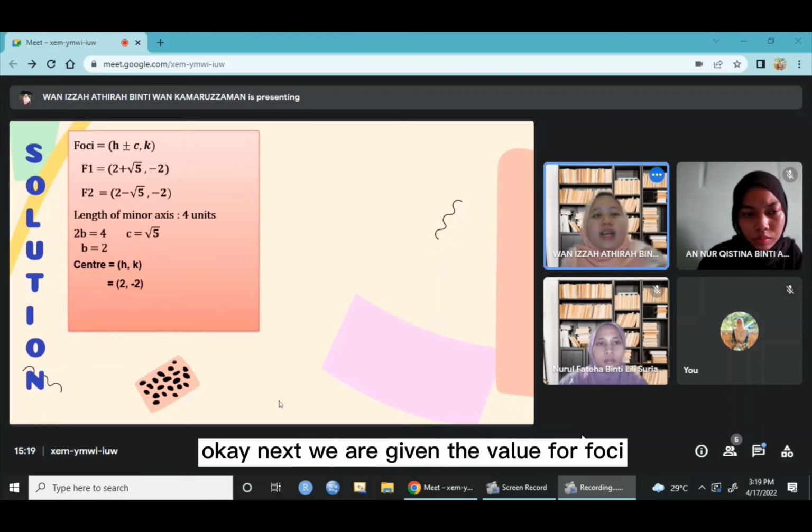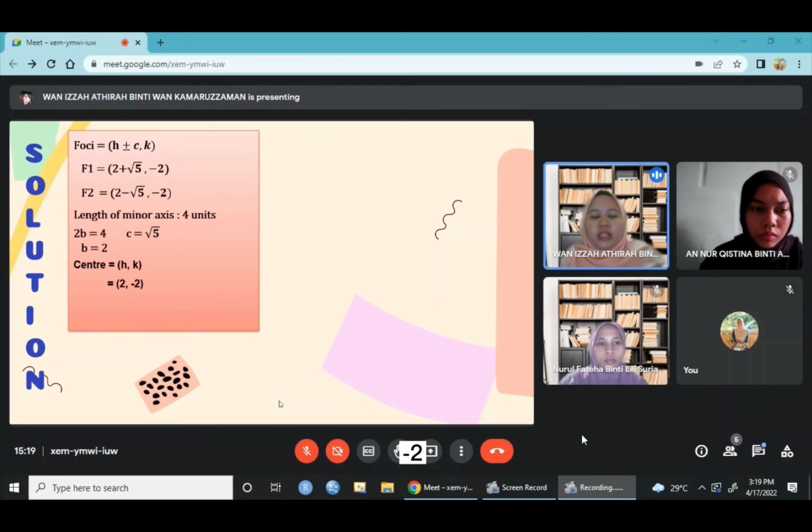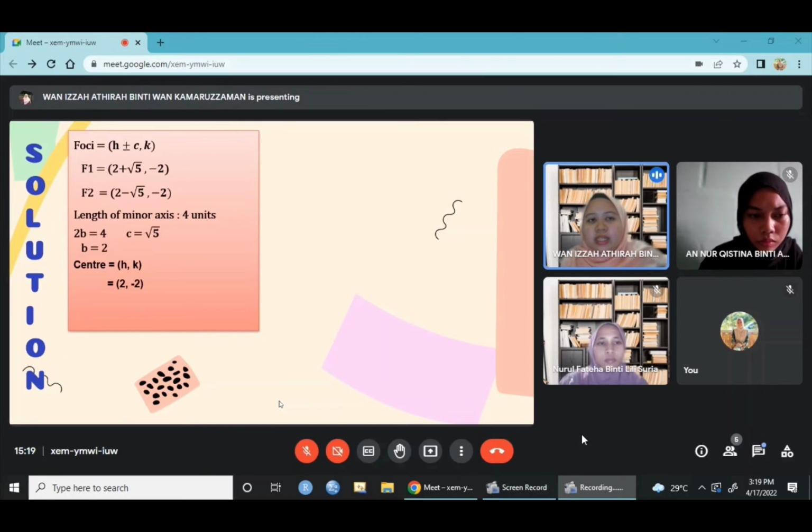Okay, next we are given the values for the foci, which are F1 (2 plus square root of 5, negative 2) and F2 (2 minus square root of 5, negative 2). We are also given the information that the length of the minor axis is equal to 4 units.